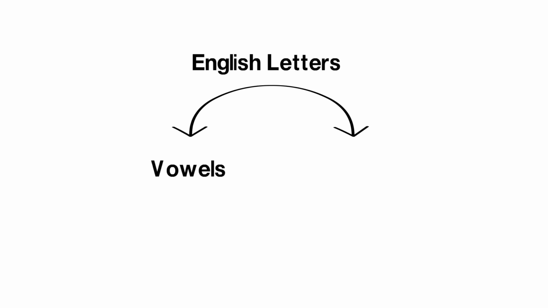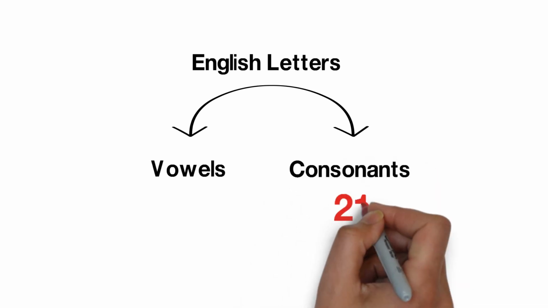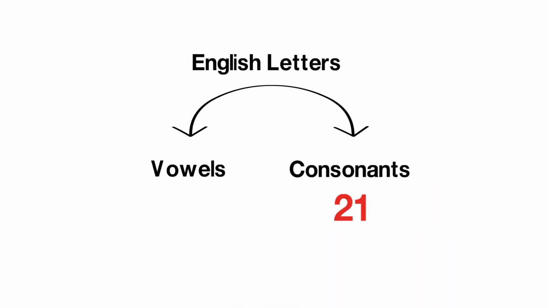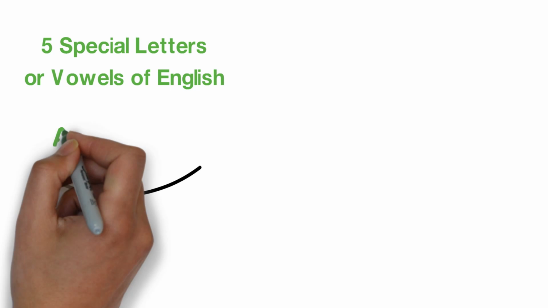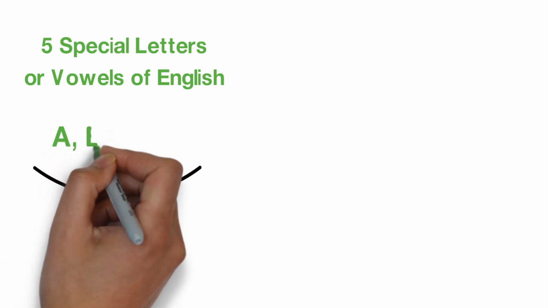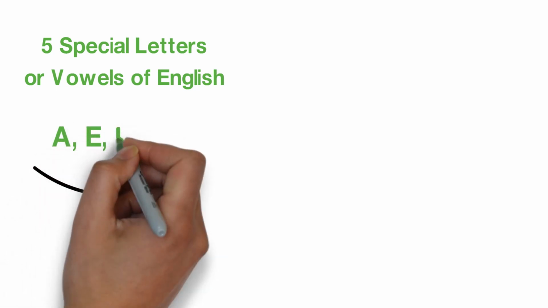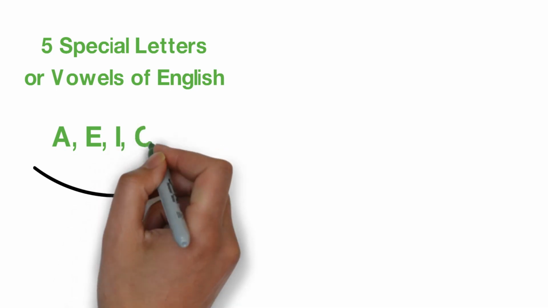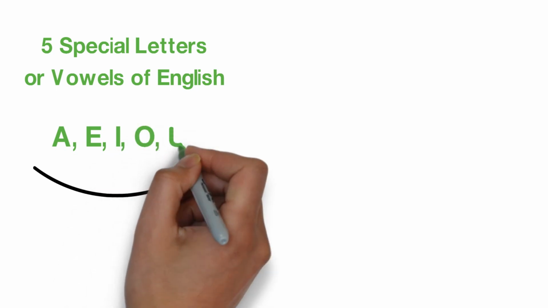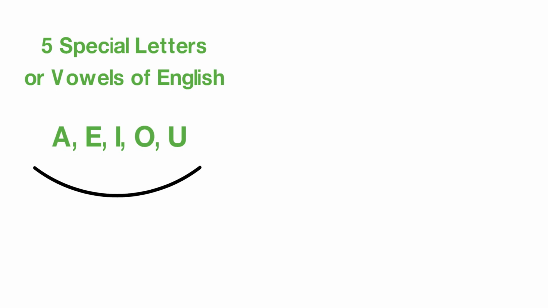In the English language, there are two different types of letters which are called vowels and consonants. 21 of them are consonants and 5 are vowels. So these 5 special letters or vowels are A, E, I, O, U. Please repeat after me.